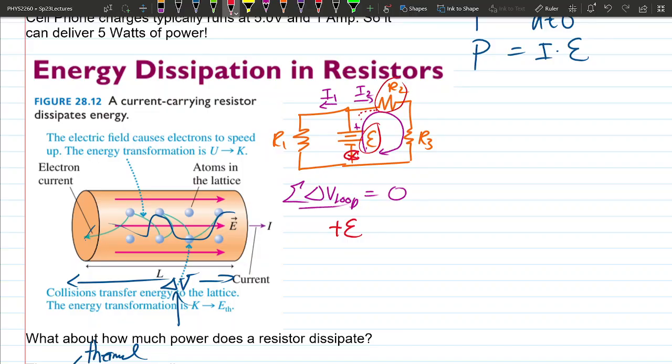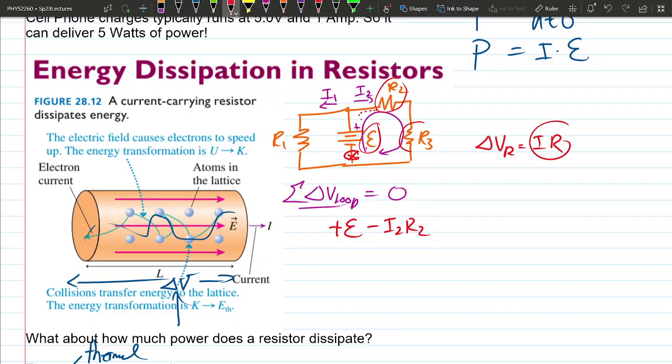If I keep following this little line here, the next thing I run into is this resistor. When I follow the current through a resistor, think about these resistors as little cobblestones and reeds in the river. It slows down the current, so you actually lose potential when you go across that. It's just I2 times R2 in this case because of Ohm's law. Change in voltage across the resistor is I times R.